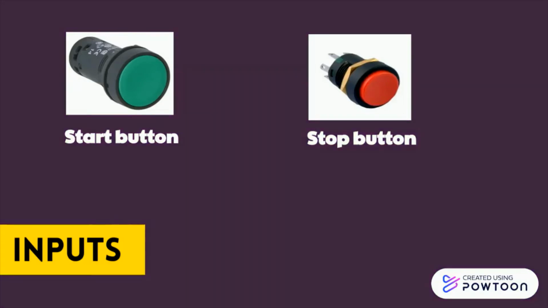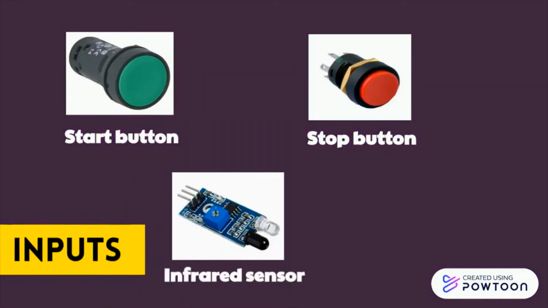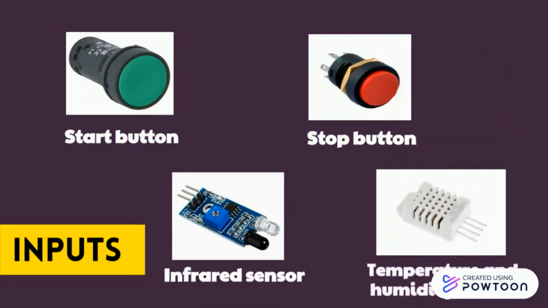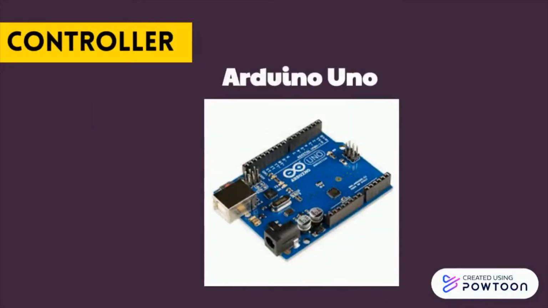Thirdly, an infrared sensor. An infrared sensor is used to measure the level of food waste inside the food tank. Lastly, temperature and humidity sensor. It is used to ensure that the temperature and humidity inside the food tank is within the prescribed level. Next, the controller. Arduino Uno is used as the main controller of the food waste decomposer.